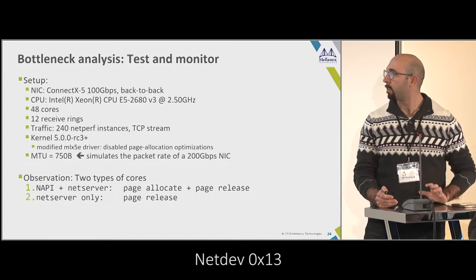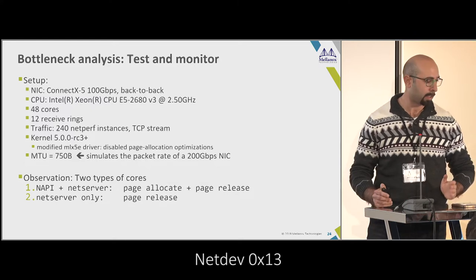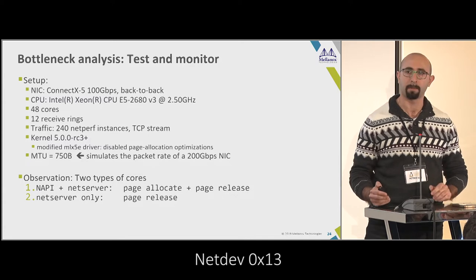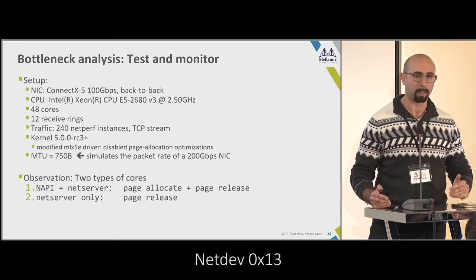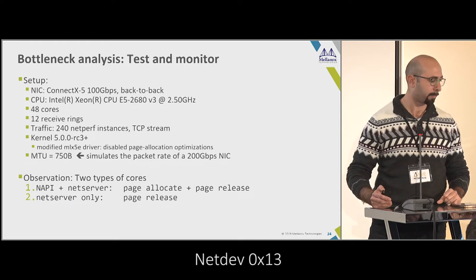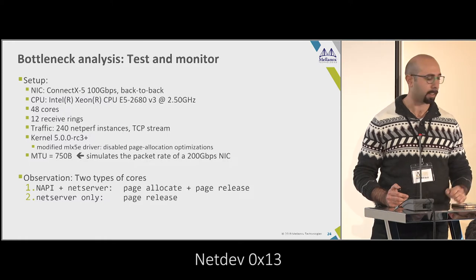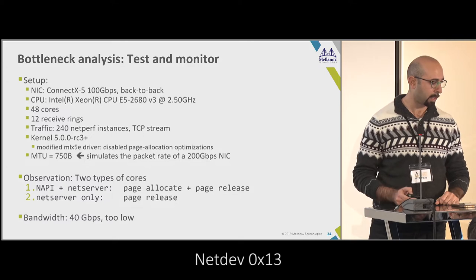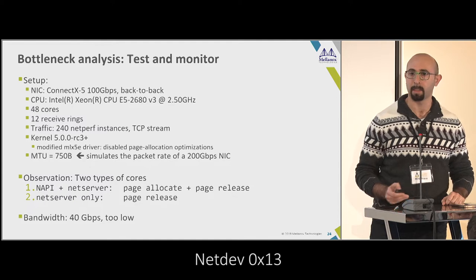So first, one observation. Actually, we have two types of cores. Type one runs both NAPI and some net server processing, so it keeps allocating pages for the receiving, and it also releases some pages back. The second type, of course, runs only net server, and it just keeps releasing pages. Bandwidth is not so good, only 40 gigabits per second.